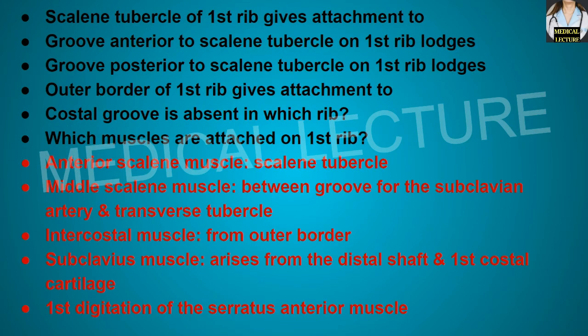Anterior scalene muscle is attached at the scalene tubercle. Middle scalene muscle is attached between the groove for the subclavian artery and transverse tubercle. Intercostal muscle is attached from the outer border. Subclavius muscle is arising from the distal shaft and the first costal cartilage. And the first digitation of the serratus anterior muscle is basically attached on the first rib.